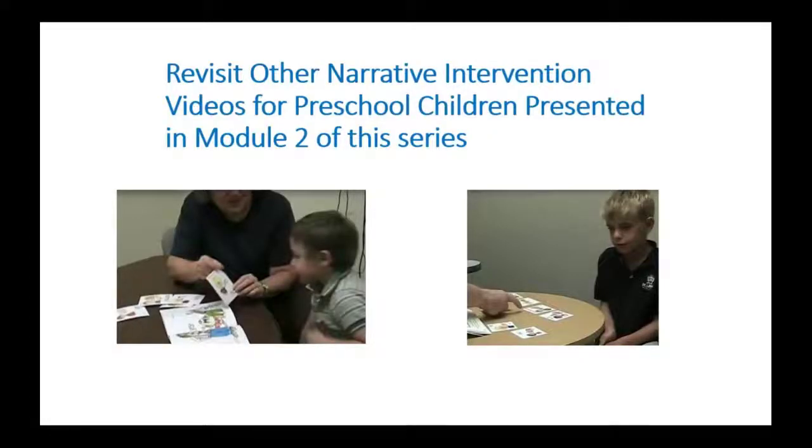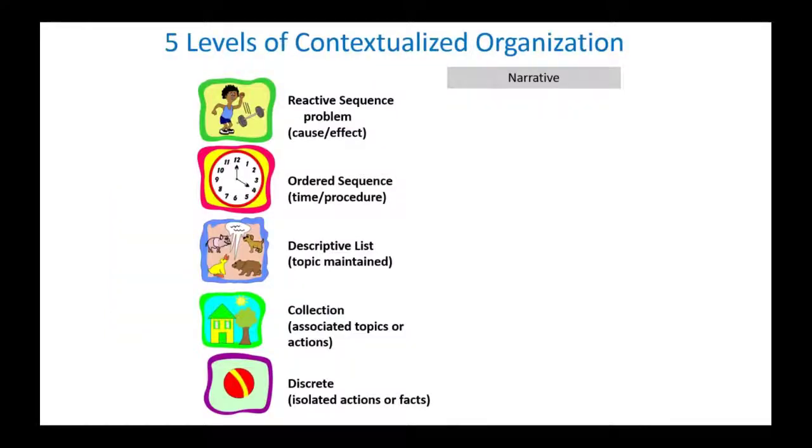The child more able to engage. And if you didn't look at the previous module 2, or you want to look at it again, there are several examples, videos, tapes, examples of working with preschoolers on narrative. So, just briefly looking at the levels of organization, these are the contextualized levels, so these would be looking at books that have pictures.